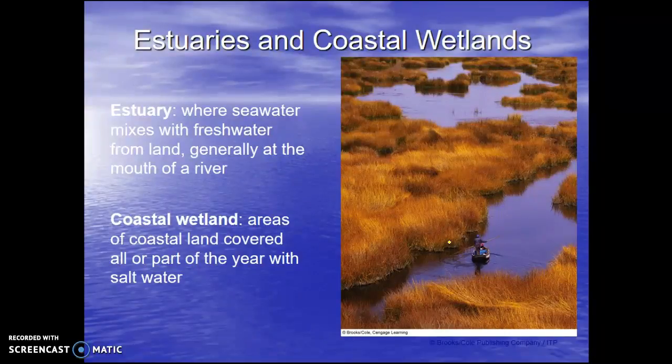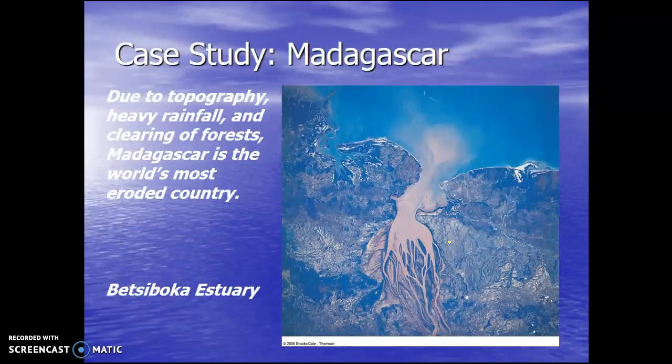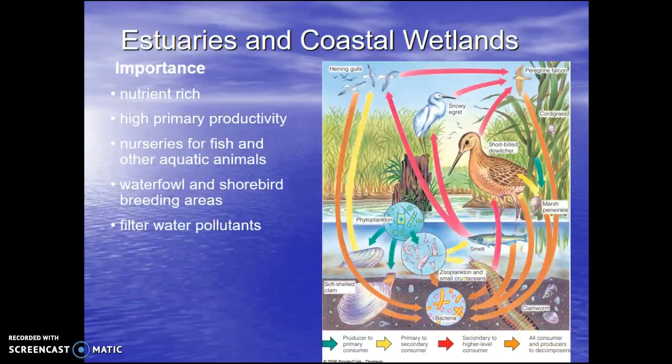Estuaries are areas where seawater mixes with fresh water, and usually we have tidal impact. Now, one of the worst affected estuaries by humans has got to be the Betsiboka estuary. That's in Madagascar. Due to tremendous deforestation, as you can see in the picture right here, we're seeing lots of runoff, lots of turbidity, lots of erosion. Betsiboka estuary. You should Wikipedia or Google that on your own after watching this.